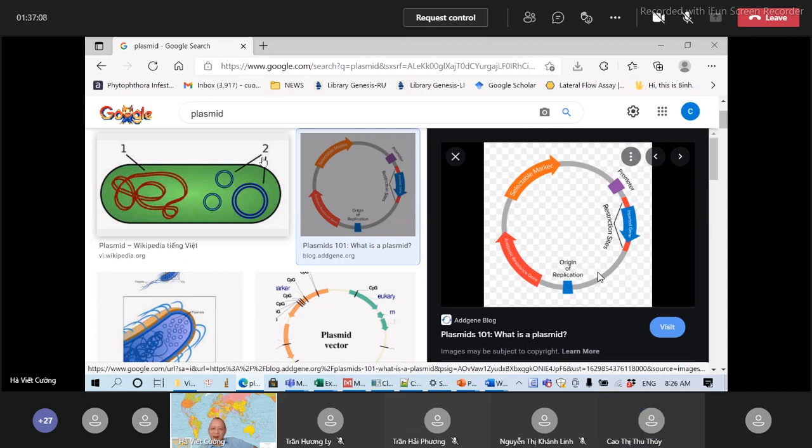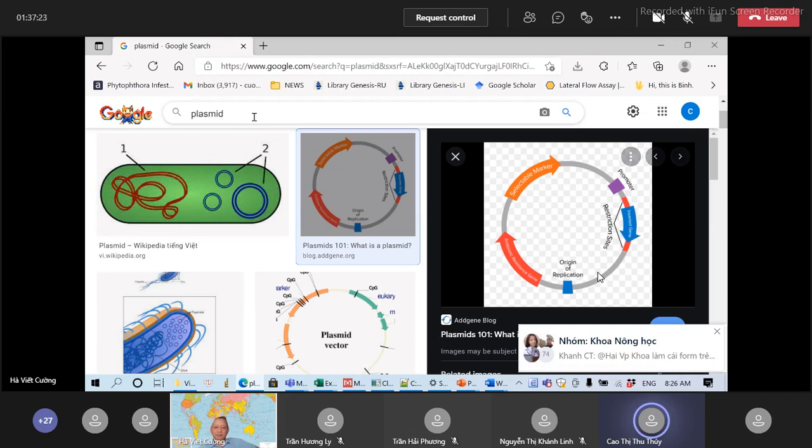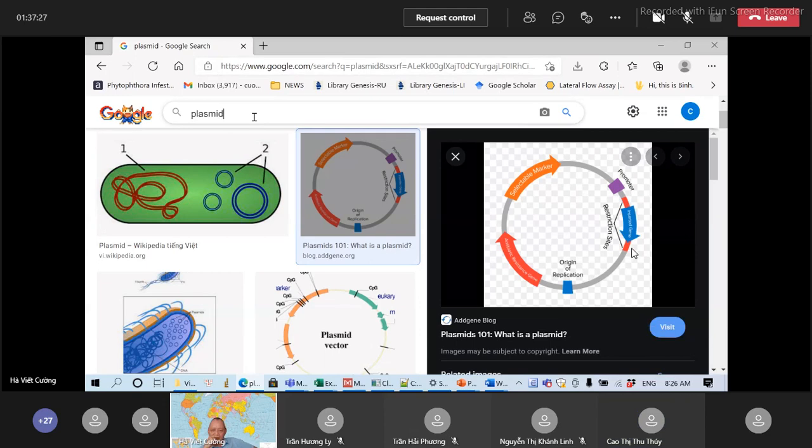Rolling circle amplification. Do you remember? Everyone remember the method of replication of plasmid? Through rolling circle amplification.